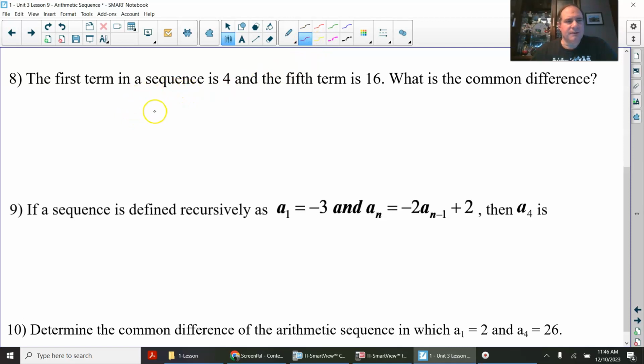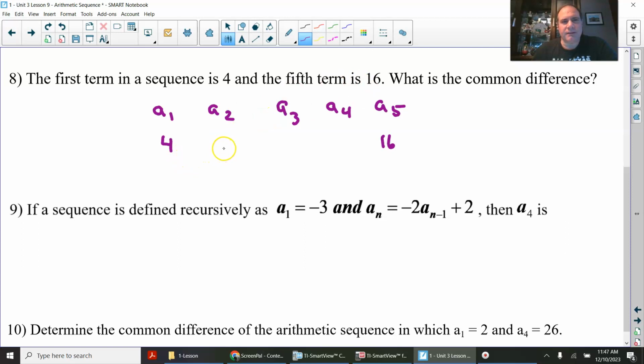So the first term in the sequence, let's just say a sub 1, is 4. A sub 2, we don't know what it is. A sub 3, we don't know what it is. A sub 4, we don't know what it is. A sub 5, which is the fifth term, is 16. So you just have to figure out the pattern. They're asking you what the common difference is.